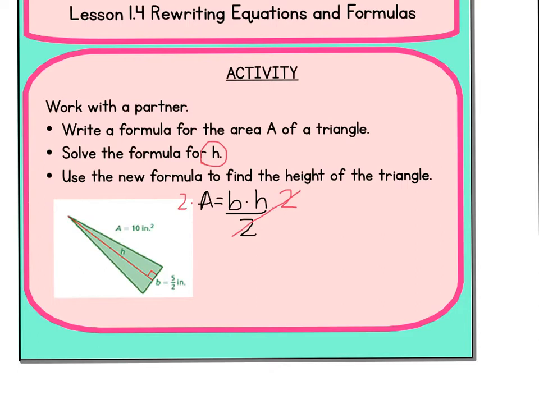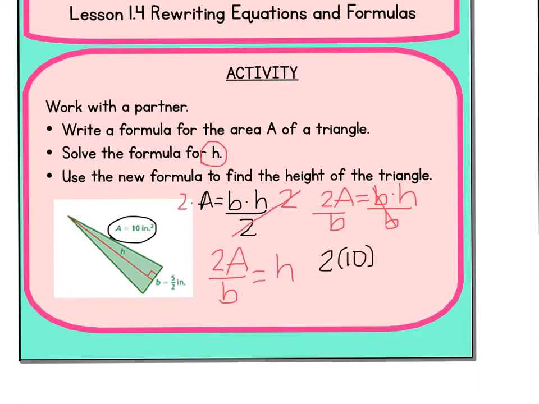On the right hand side it cancels off, and we're left with 2A equals B times H. Now we want to undo that times B, so we're going to divide by B. And we are left with 2A divided by B equals H. So we plug in what we know to find the height of the triangle. We would do 2 times 10 inches squared, because that's what they tell us A is, and then we divide by 5/2.